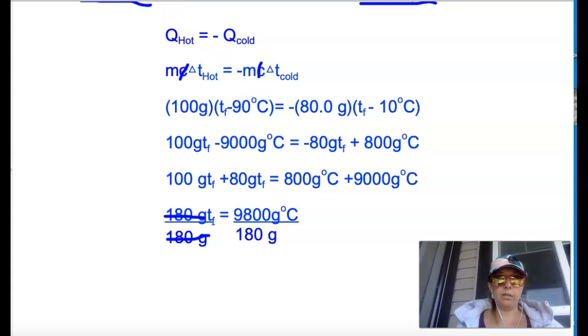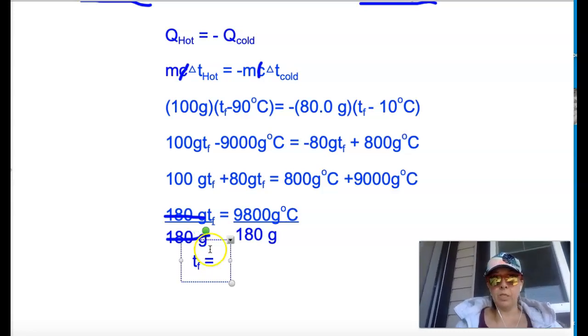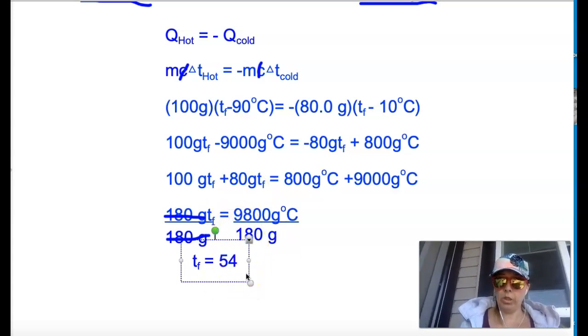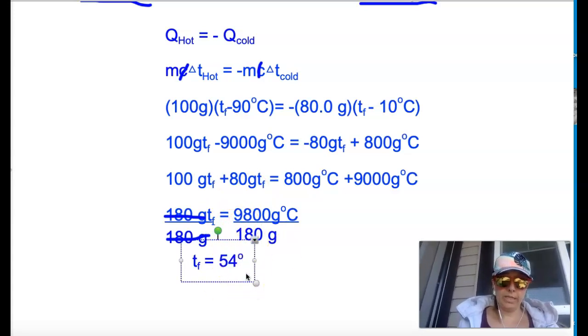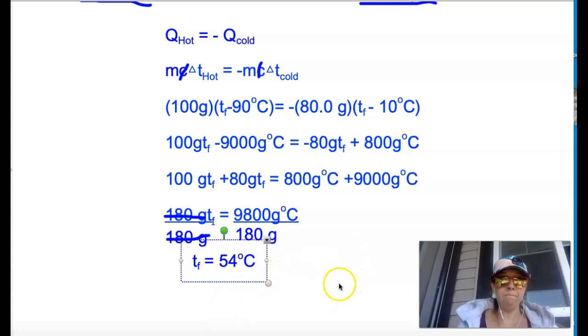And then from here, we get that TF is going to equal, right? These grams are going to cancel. We divide by 180. So we get 54 degrees C, because we can have two significant digits, okay? So basically it's math, you're solving for X, and that's what happens in thermo.